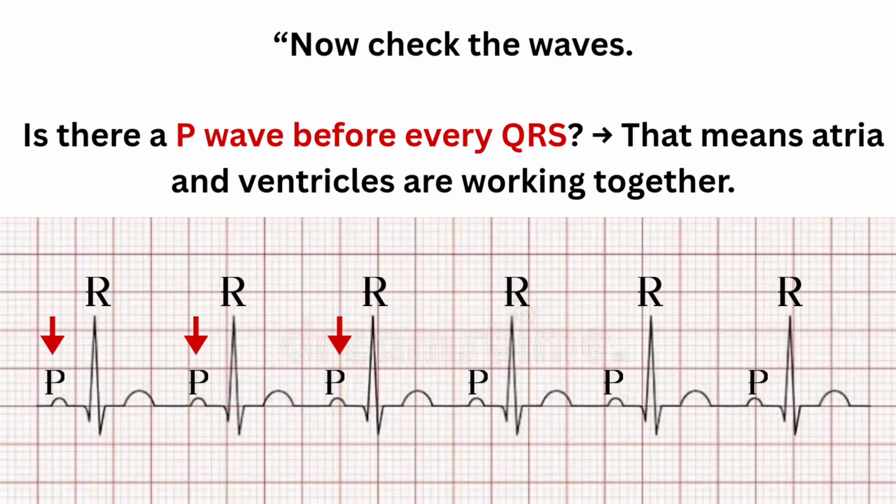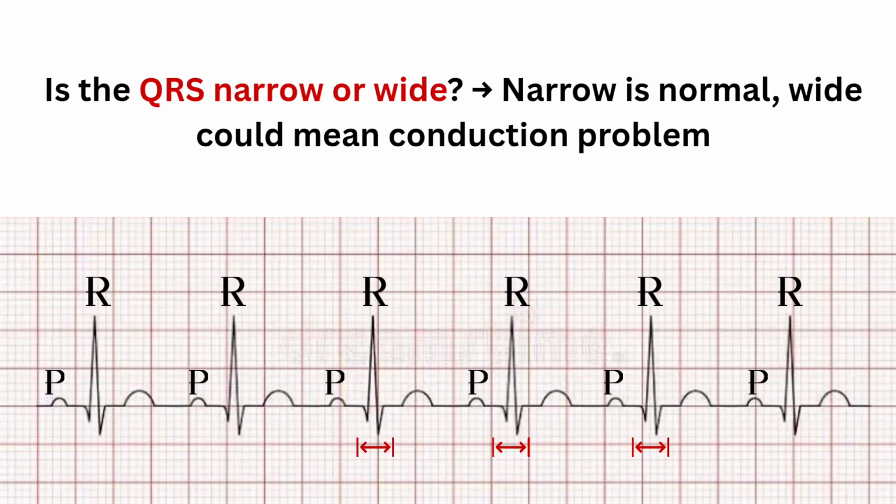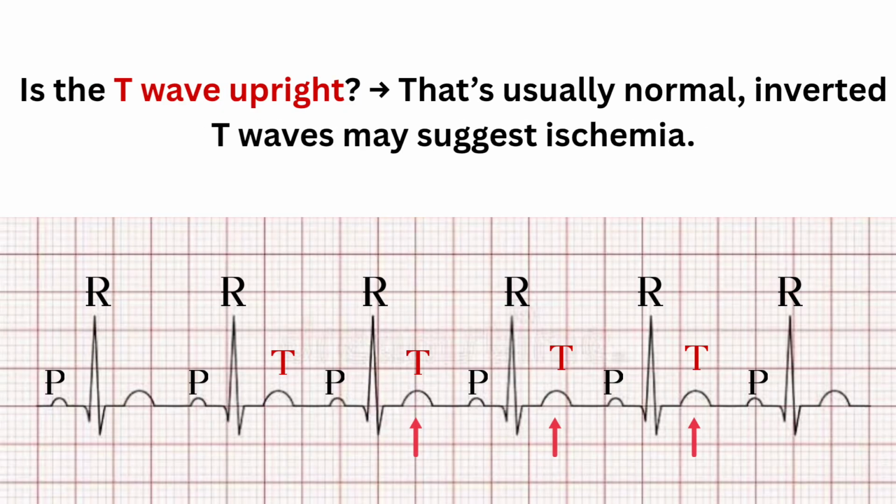Now check the waves. Is there a P wave before every QRS? If yes, that means atria and ventricles are working together. Is the QRS narrow or wide? Narrow is normal, wide could mean conduction problem. Is the T wave upright? That's usually normal, inverted T waves may suggest ischemia.